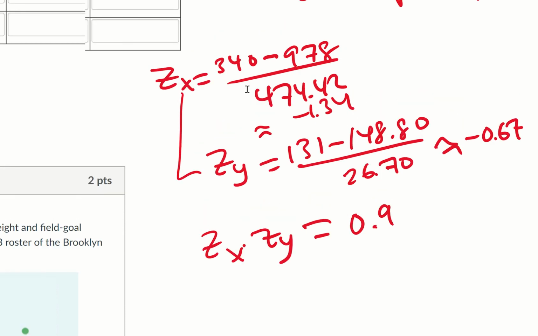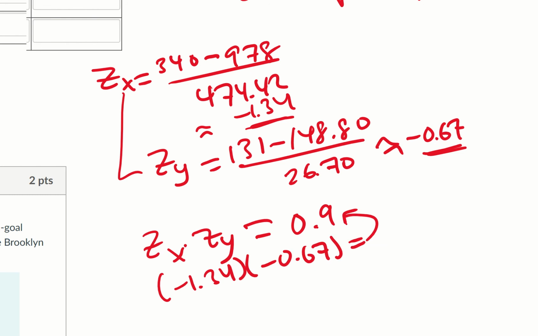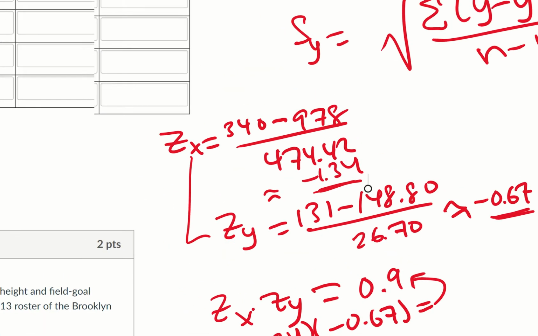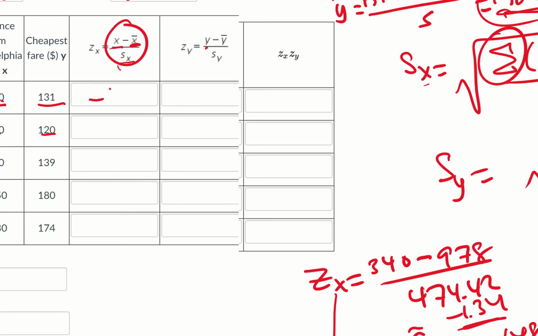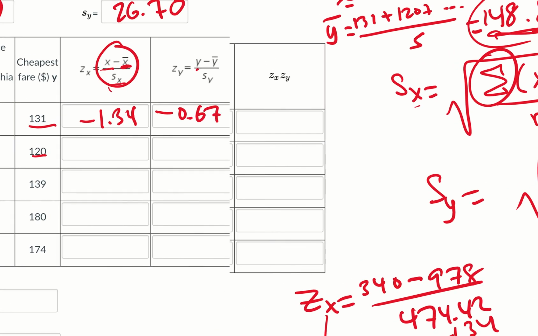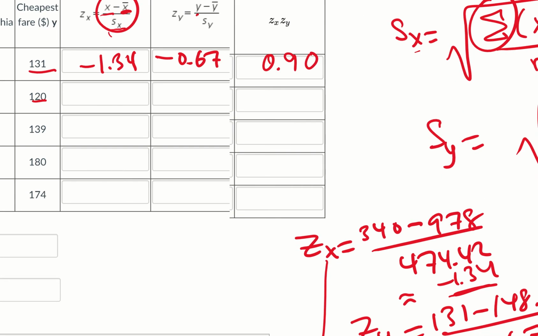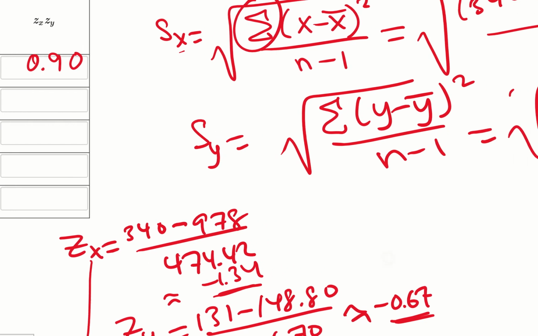All right, so I went ahead and calculated the zx and zy. For the zx, you get negative 1.34, zy is negative 0.67. And you multiply those two numbers together to get about 0.9. Okay, so then you can go ahead and fill those numbers in here, negative 1.34, negative 0.67, and this was actually 0.89 something, but then it rounded to 0.90. And then we've just gotta rinse and repeat for the rest of the values.